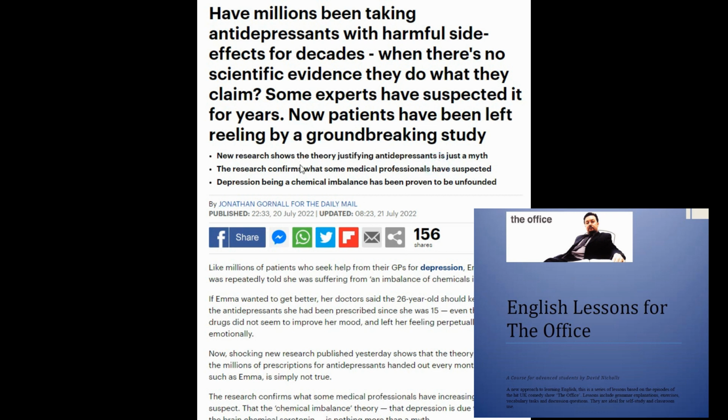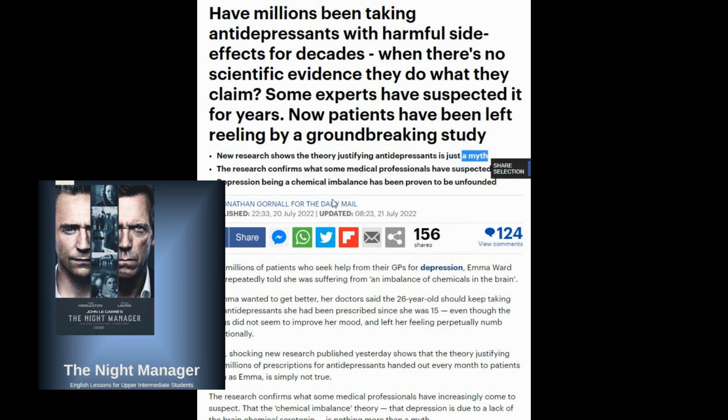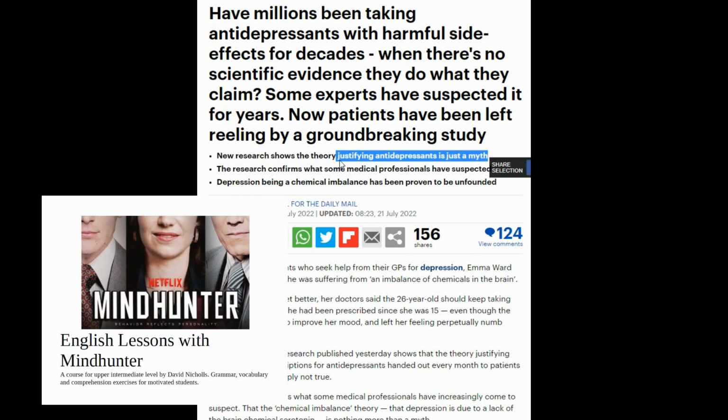Okay, new research shows the theory justifying antidepressants is just a myth. Well, maybe the theory is incorrect rather than it just being a myth. But let's look at these two words, the theory. Now, why do we use the theory here? Well, because we actually define which theory with a participle phrase, justifying antidepressants. Yet the theory that justifies antidepressants. We are defining which theory. The theory that justifies antidepressants.